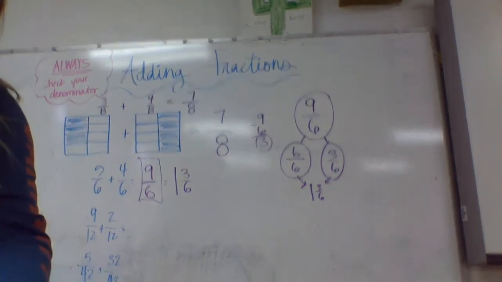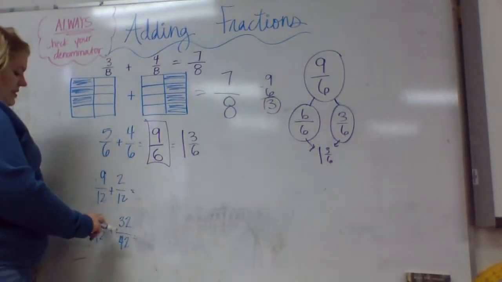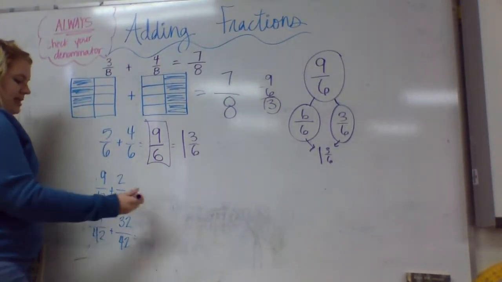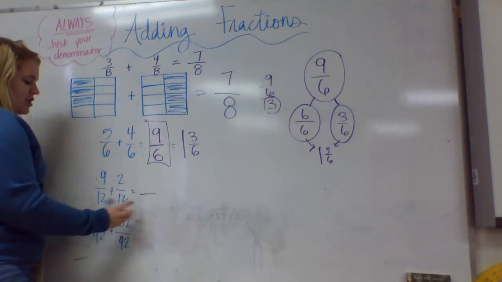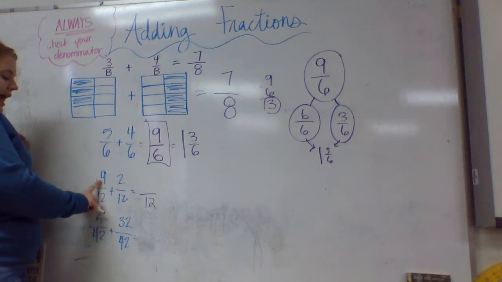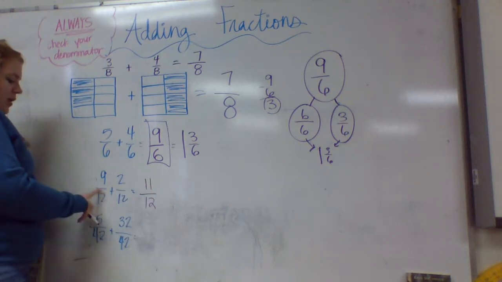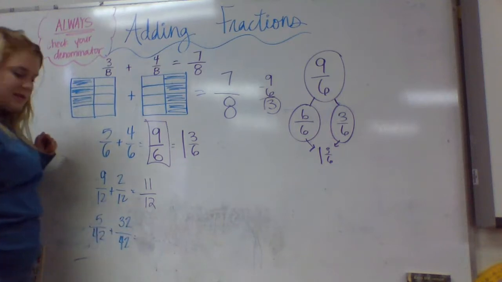Now my next one, I don't know if you can see that or not. I have 9/12 plus 2/12. My first step, check my denominator. 12ths and 12ths, they're the same. Now I'm going to add 9 plus 2 is 11. 9/12 plus 2/12 is 11/12.